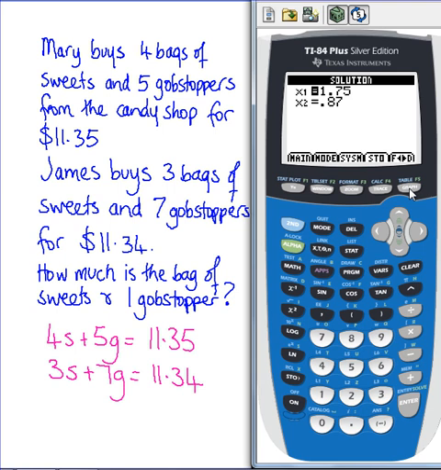So 1 bag of sweets, remember S was our first thing in our equation, 1 bag of sweets is $1.75, and 1 gobstopper costs 87 cents.